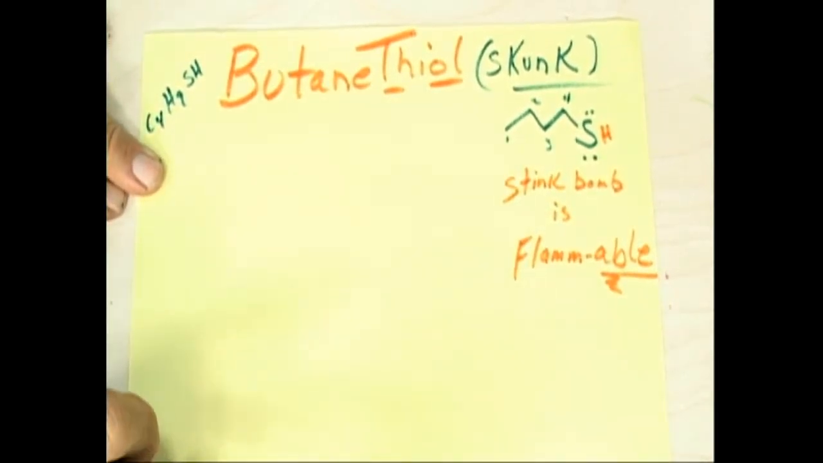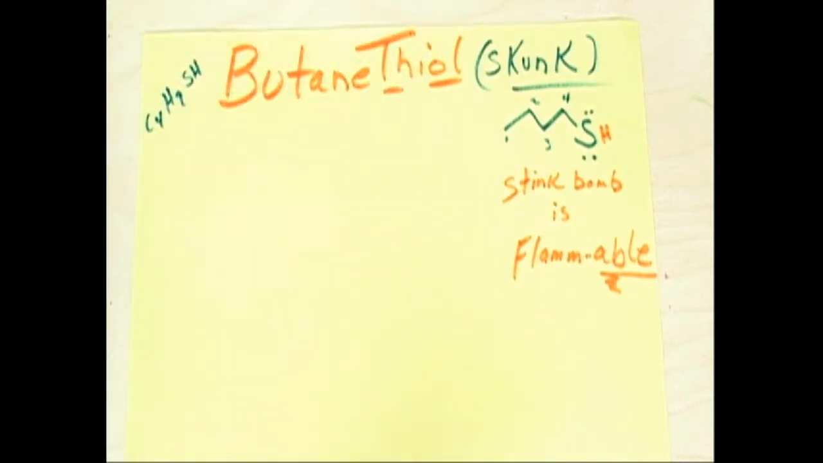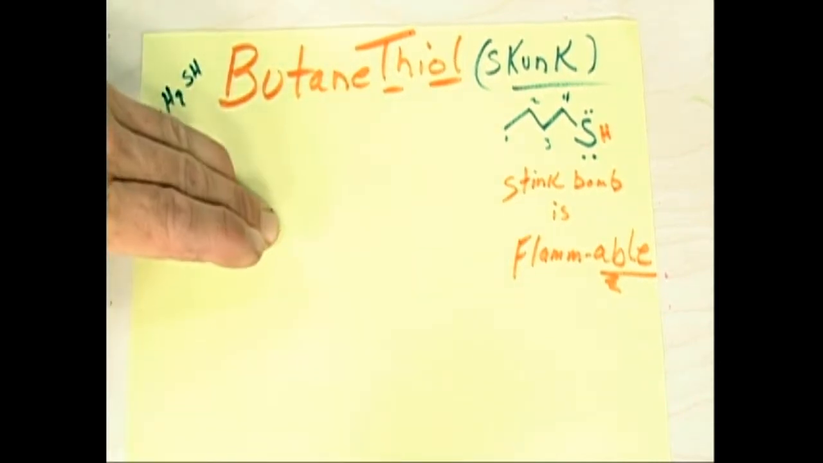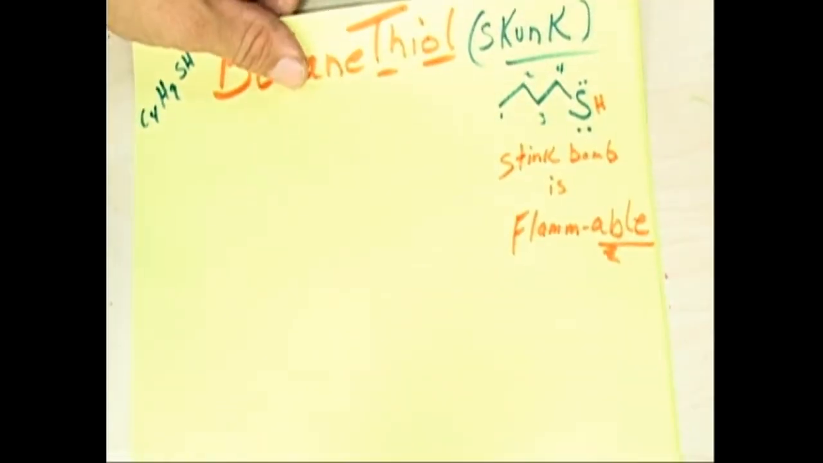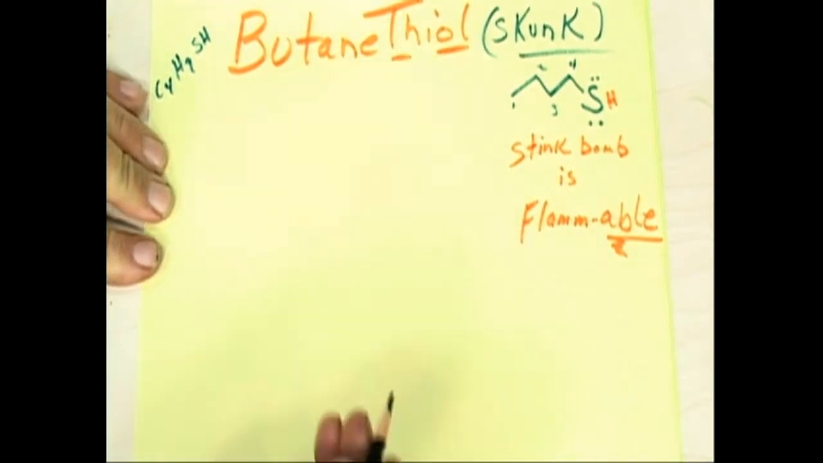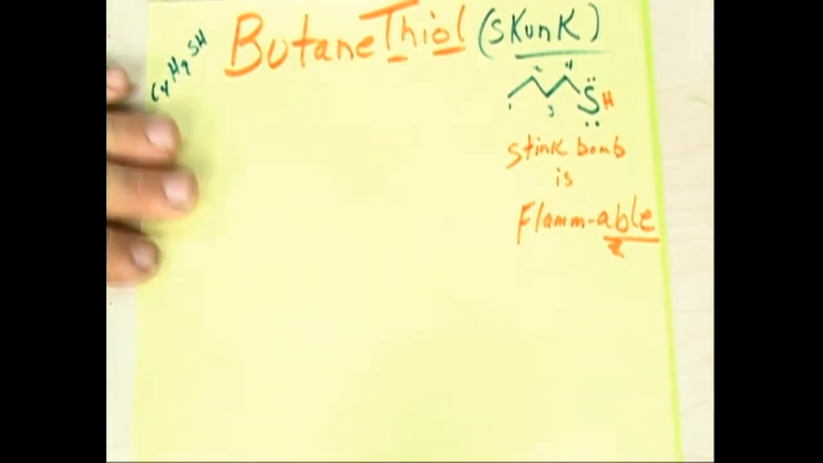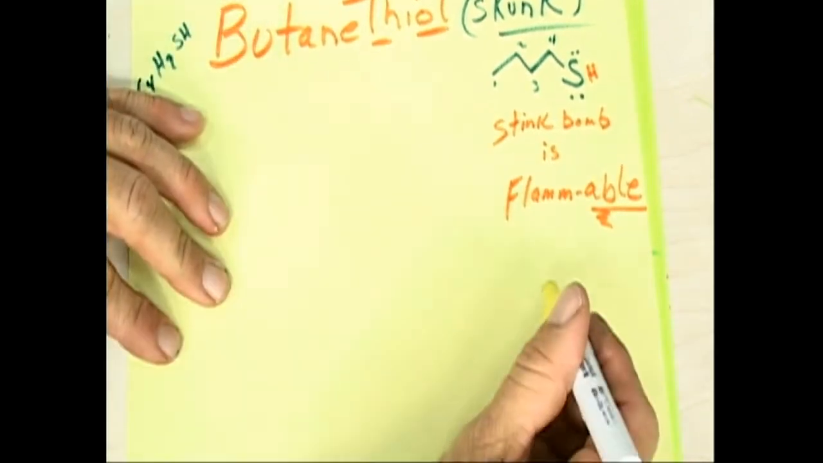So butane thiol. Butane is 4. Thiol is an -SH, like an alcohol. Remember, sulfur is in the same family as oxygen, so this is going to look just like butanol. Okay, we're going to draw these fast now. Let's speed things up a little bit here. We got 4 diamonds, and we're going to have an S on the end. Let's do the S first. We'll do S really big down here.